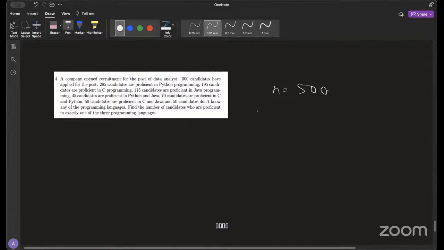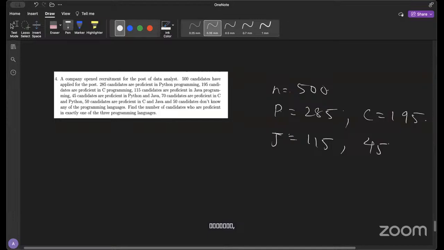Then 285 candidates are proficient in Python programming. So let's just denote it by P. There are 285 candidates there. Then 195 candidates for C programming. And 115 candidates for Java programming.